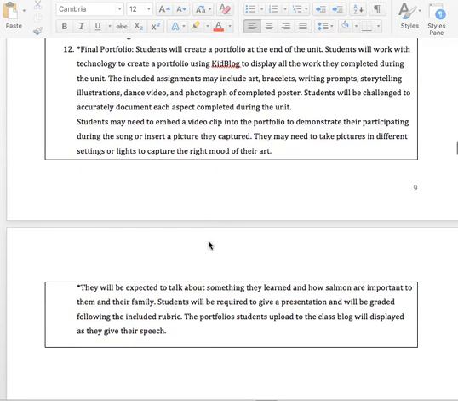The last one here is their final portfolio. After they have accumulated all of these assignments and activities and have documented them, they will need to be put in a page on our class's blog. This will be a platform where they can explore what other students have completed during the unit, and it will be a fun way to look back because it will always be accessible to them. It will also be used during their presentation to show what they learned.